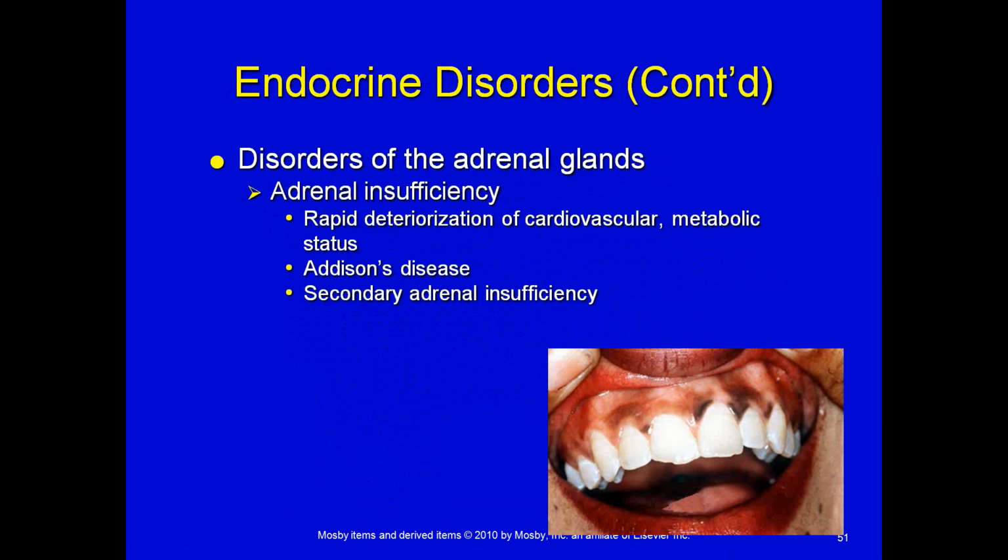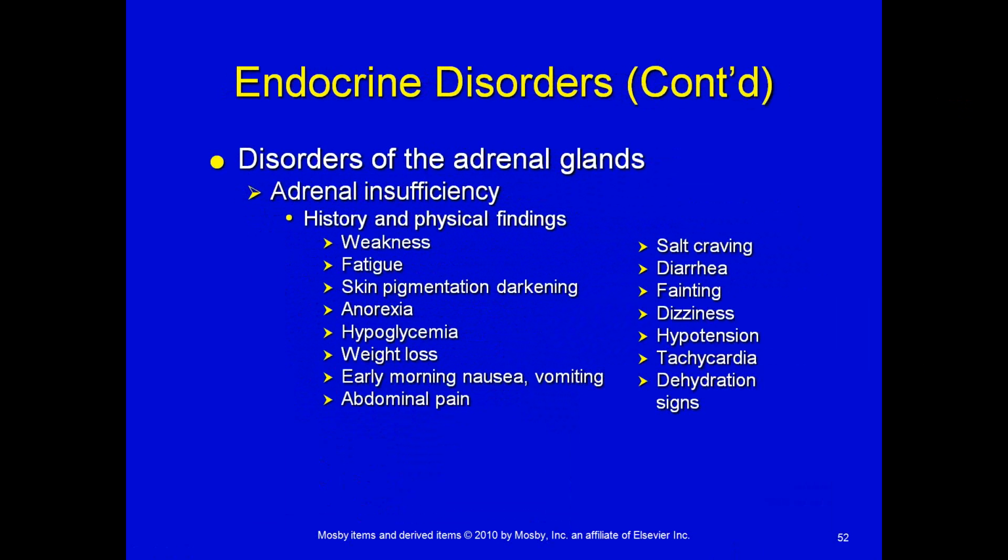Addison's disease is the name of the disease for adrenal insufficiency. And you can have secondary adrenal insufficiency from taking drugs like corticosteroids, particularly prednisone. Patients who take prednisone for long periods of time can end up with secondary adrenal insufficiency.